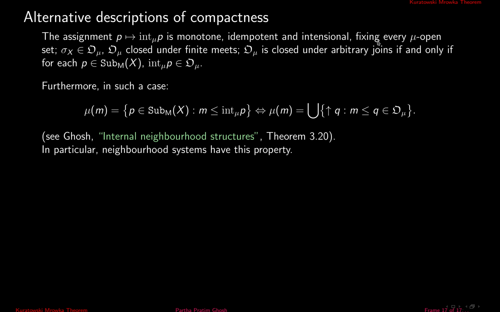Fixing every mu-open set, the smallest subobject is mu-open, and the family is closed under finite intersections. But closure under arbitrary joins holds if and only if the interior is also mu-open. And if this happens, we have these two formulas. However, what is more important for us at this present moment is that neighborhood systems all satisfy this property.